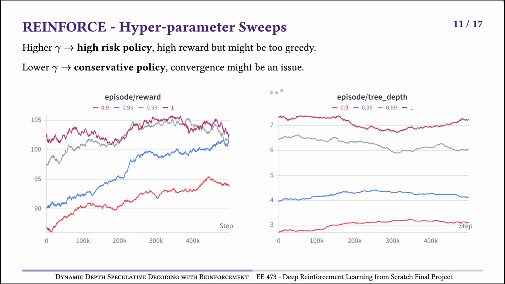A higher gamma resulted in a more aggressive policy, maximized rewards early on, but ends up being too greedy. A smaller gamma resulted in a more conservative policy, however the convergence took too long. An aggressive policy is associated with a deeper drafting length, taking more risks, whereas a conservative policy is associated with shallower drafting length, being risk-averse, as shown on the right.